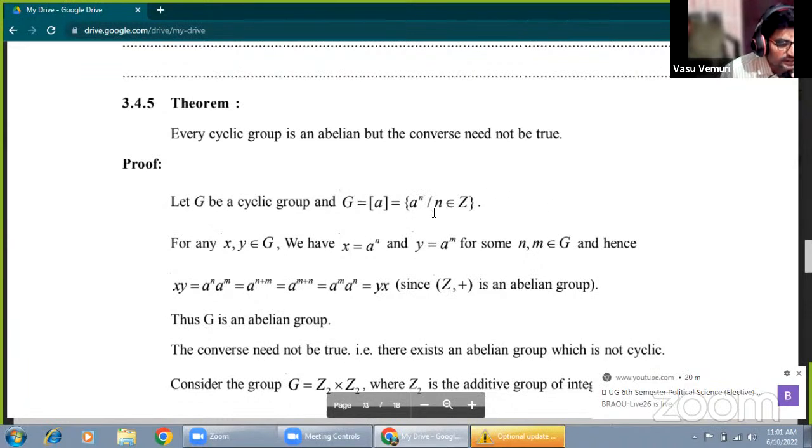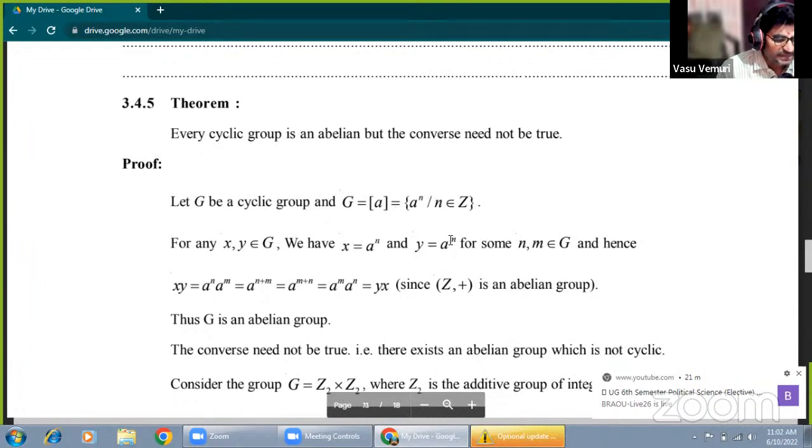In between, a power n minus 1, a power n and a power m are also among the elements given in this set. Now this set can be expanded as the set of a power 0, a power 1, a square, a cube, and so on, a power n minus 1. We are taking any two elements, a power n and a power m. Let x and y be any two elements of the cyclic group. x is a power n and y is a power m.